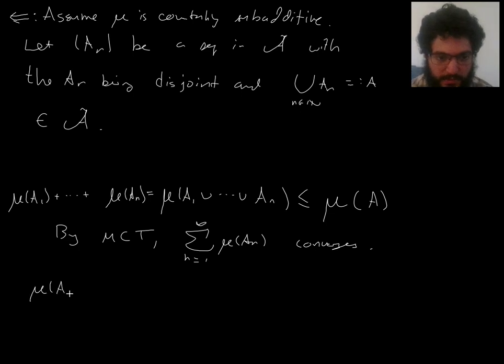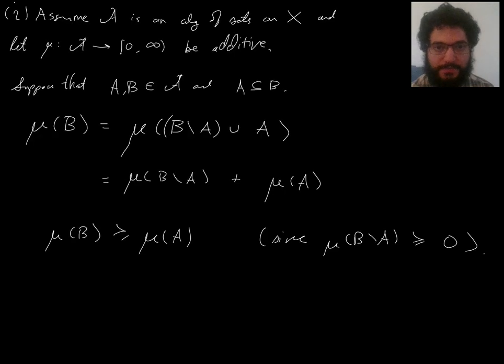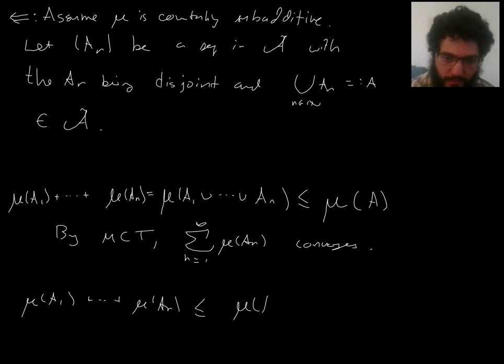Now that we know the series converges, we can apply the countable subadditivity. So we have assumed mu is countably subadditive, right? That means if the series converges, which we now know it does, and if all of these conditions hold, which they do, then mu of the union is bounded above by the sum of the mu's. So let's see. We have this less than or equal to mu of the union.